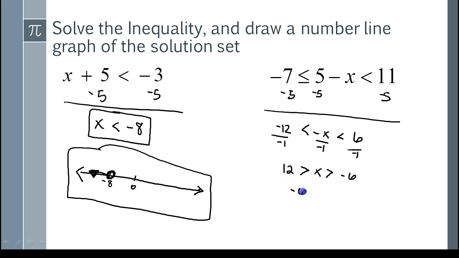If I want to, that's the same thing as this, saying that 12 has to be bigger than x, which has to be bigger than negative 6, is the same thing as saying negative 6 has to be less than x, which has to be less than 12.